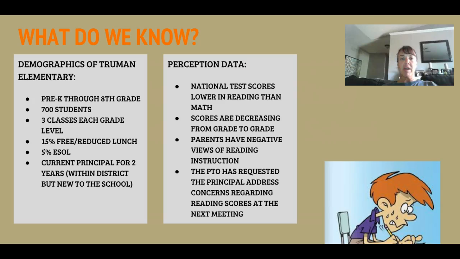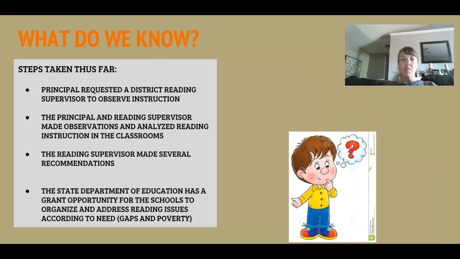Perception data that we have are that parents have a negative view of reading instruction, and the PTO has expressed concerns as well. The national test scores are lower in reading than in math, and scores are decreasing from grade to grade and cohort to cohort. The PTO has requested the principal to address concerns regarding the scores at the next meeting. Also, the principal has requested a district reading supervisor to observe instruction.